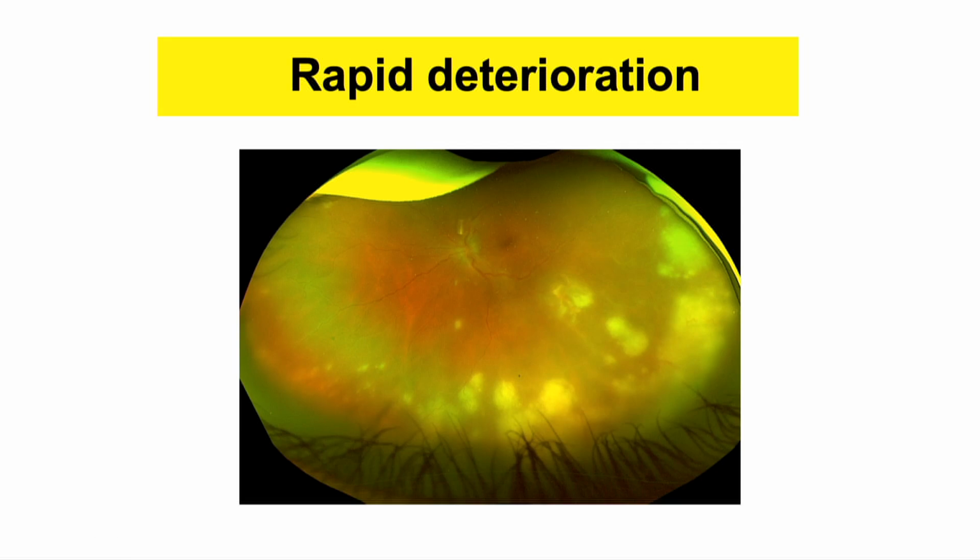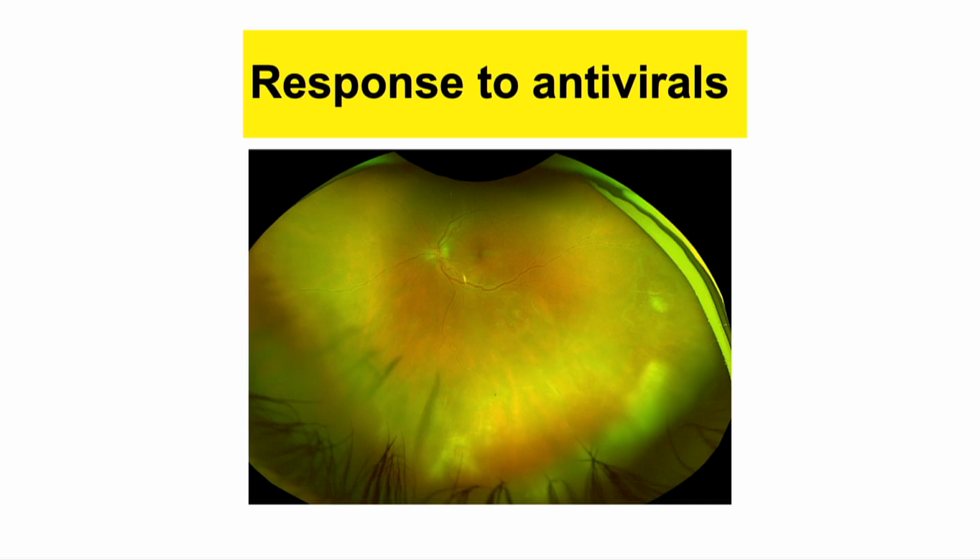And within 3 days, there was a rapid deterioration. You can see now the lesions have become more confluent and there is a peripheral involvement, a circumferential spread. So no doubt this is a case of ARN. And we started him on IV acyclovir, followed by oral steroids and oral antivirals, and see how beautifully the retina has responded to the treatment.